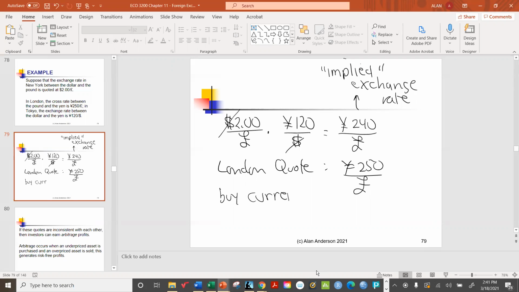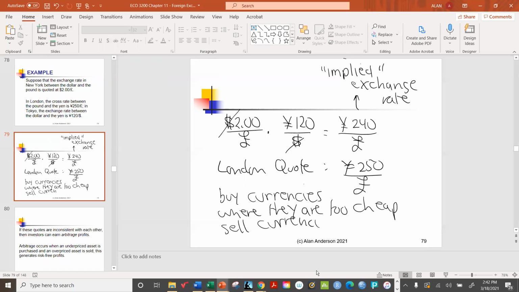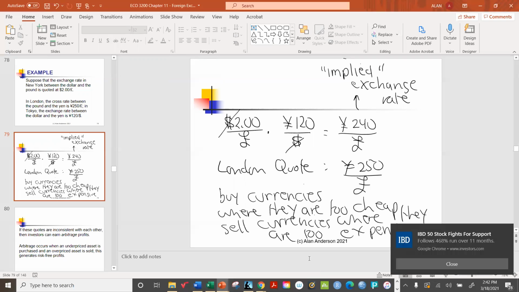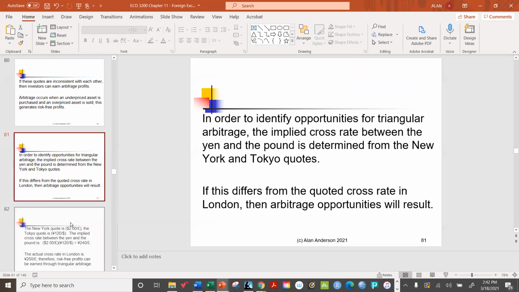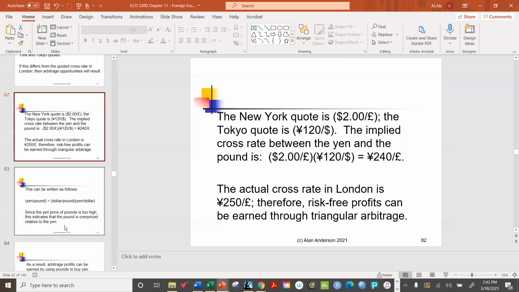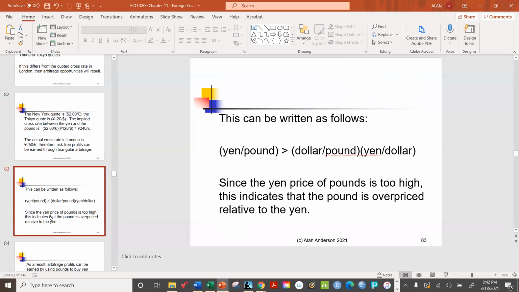So just like any other form of arbitrage, our job is to buy currencies where they are too cheap and sell currencies where they are too expensive. Okay, so if we do that, we should make a lot of money. And there really isn't any risk involved, okay? Because we're just taking advantage of the quotes that we've been given. The question is how to set it up. That's the challenge. It's not as easy as it sounds, because we can screw it up and we could wind up losing money if we do this in the wrong direction.